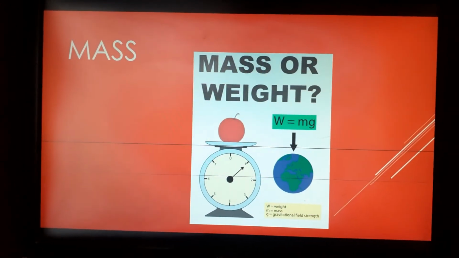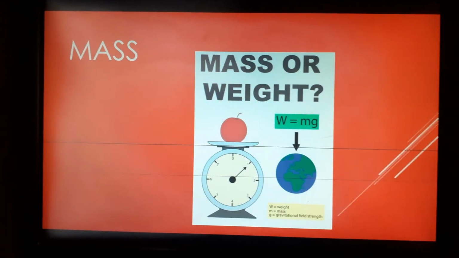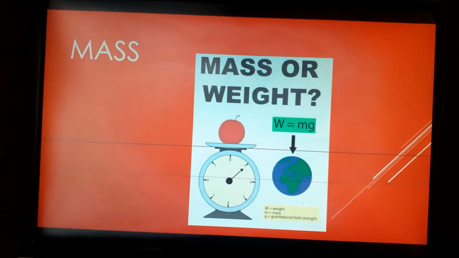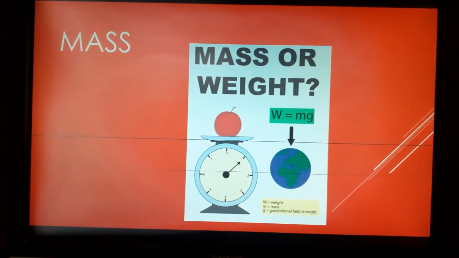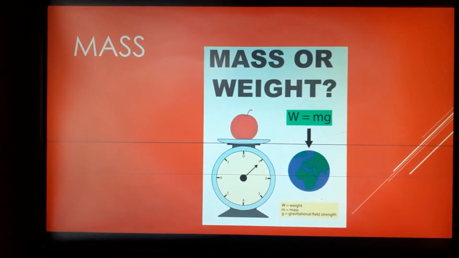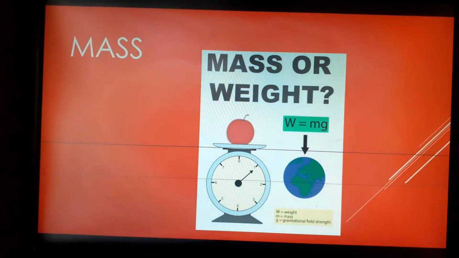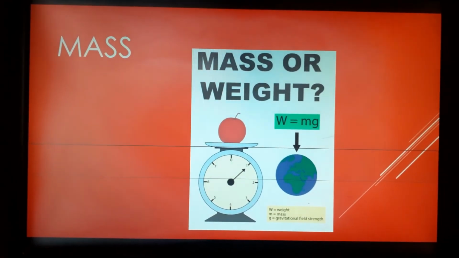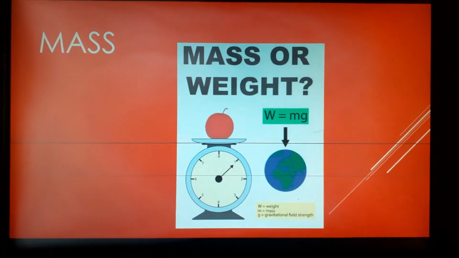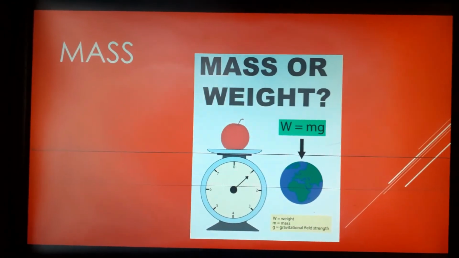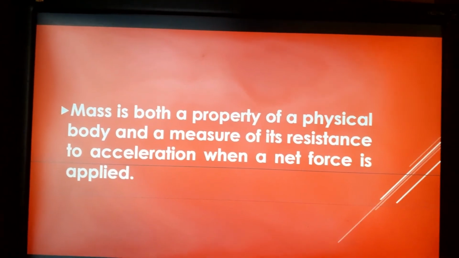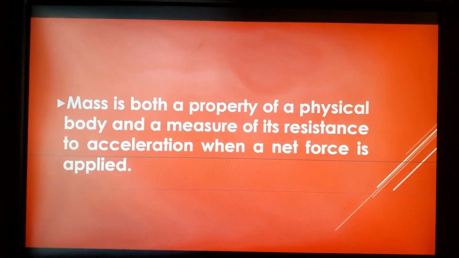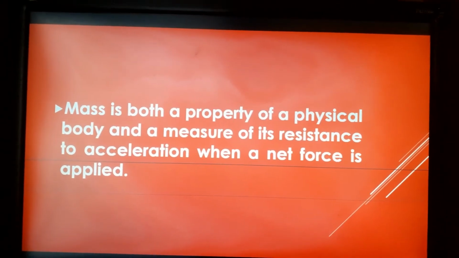The next word is mass. And as you can see, the picture has a question, mass or weight. As you can see, the weight is the amount a thing can be, okay? If it's 10 grams, 20 grams, 1 kilogram, and the mass is the thing you want to know the weight of, okay? So mass is both a property of a physical body and a measure of its resistance to acceleration when a net force is applied.